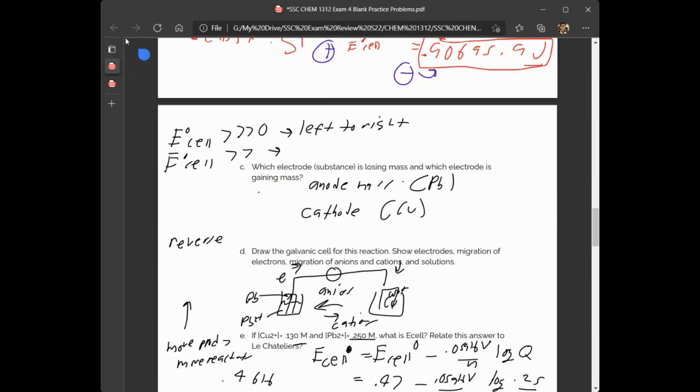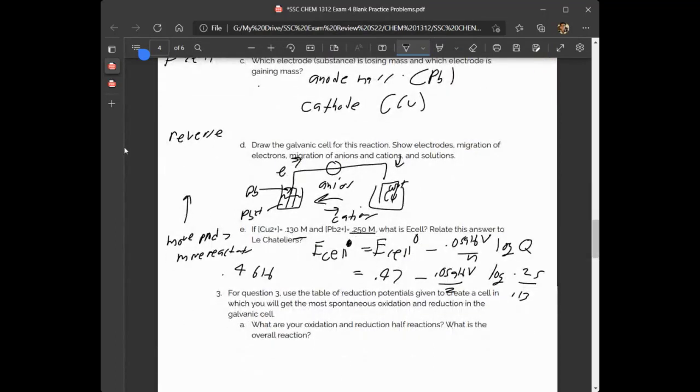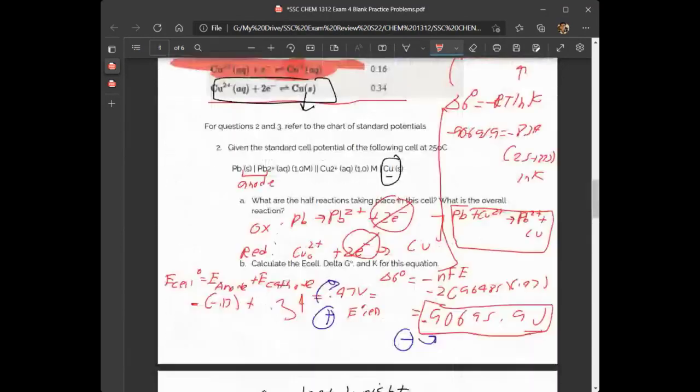Good luck. So on the other hand, if the E cell value is still greater than 0, but it's not that big, it goes from right to left. So let's take a look here, right? This is the calculated one. This is the one we calculated at non-standard. And this is the one that we calculated at standard.